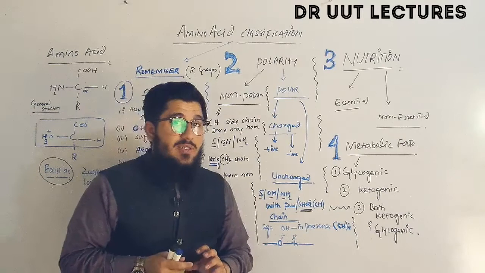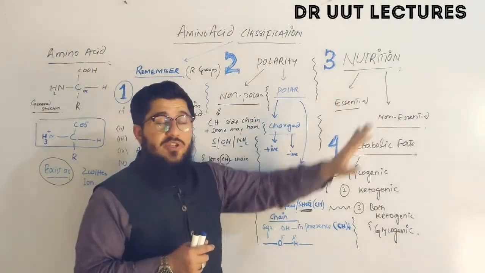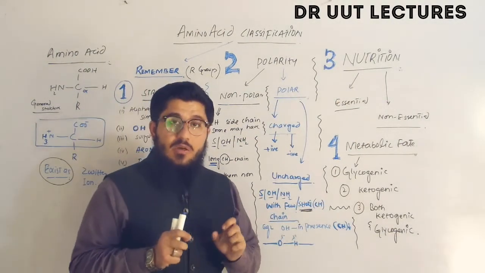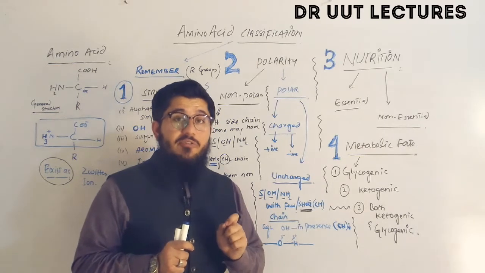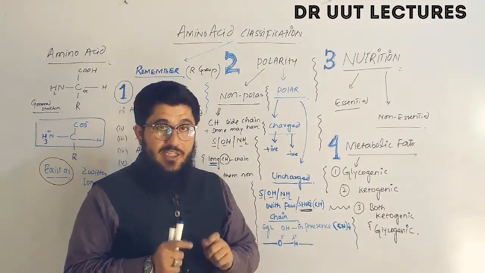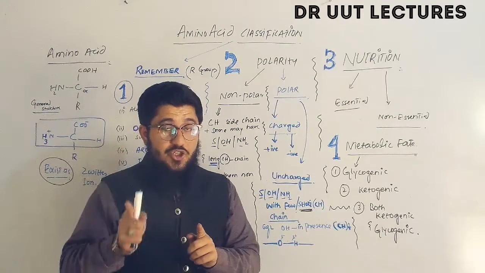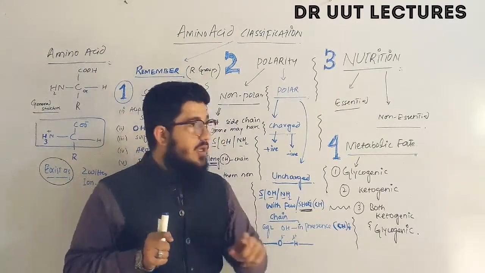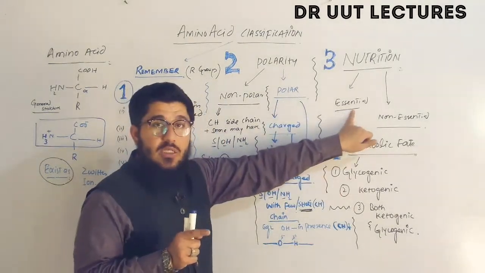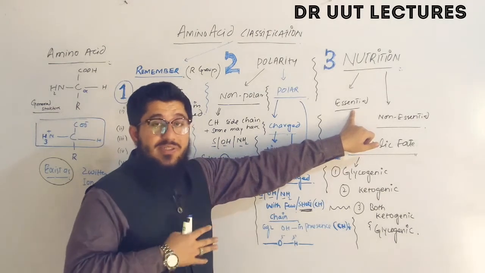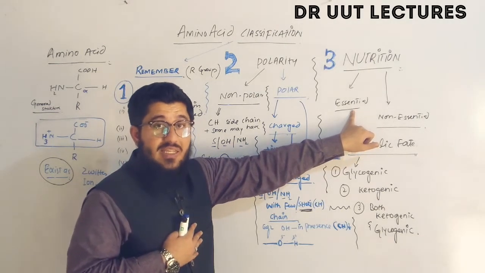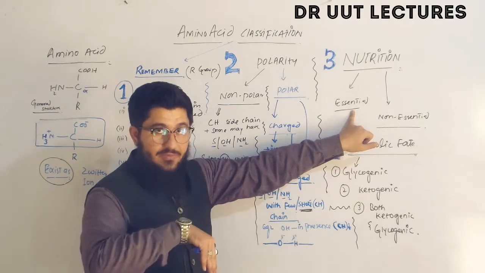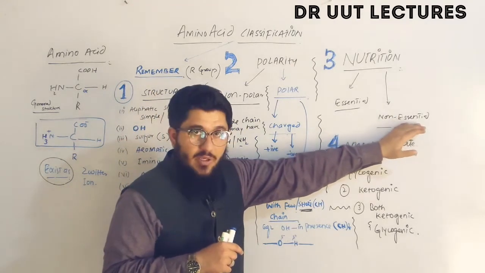Now let's move towards the next classification, that is the classification based on nutrition. We have 20 types of amino acids, and these 20 amino acids are classified into essential and non-essential. Now what are the essential amino acids? These are the amino acids that are not made in the body, and you have to take them through diet.